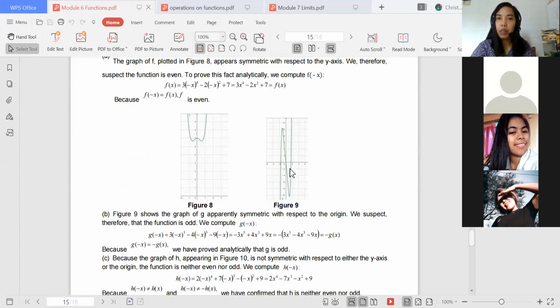And figure 9 for letter B. So this is symmetric to y-axis. When you flip it, ang naghahati sa kanila, itong part na to, pinlip nyo pa ganun, ay equal. So even siya. Dito naman, figure 9, this is for g of x. And for g of x, it's an odd. Okay? Symmetric naman sa origin.